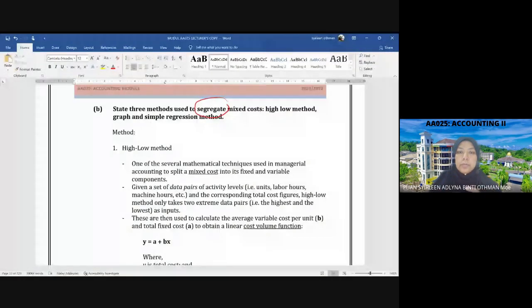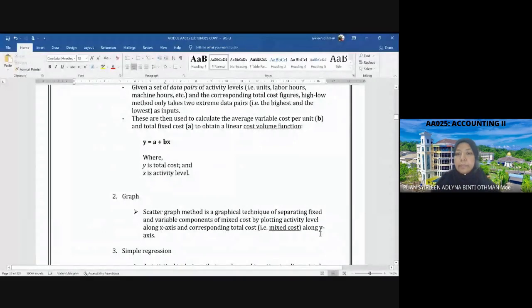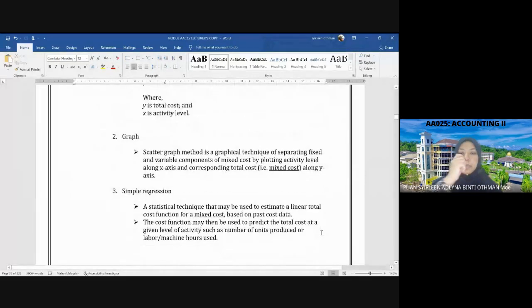Okay, so for segregating there are 3 methods. Okay, one is the high-low method. Okay, the second one is the graph method. That means you will plot a graph. When you plot the graph, there you will determine its total cost. Okay, this is very tedious actually. Then another one you have is simple regression. This one, if you go to degree and you are doing accounting, you will learn it. Because this is a statistical technique to calculate costing in MA.